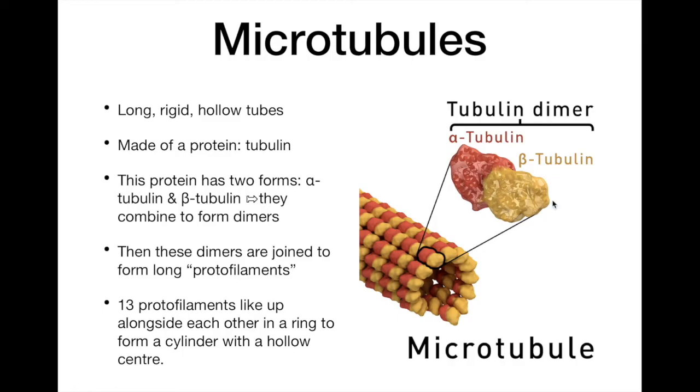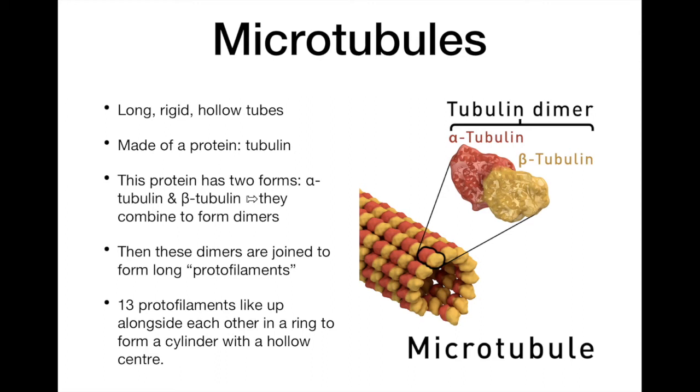What are microtubules? They are long, rigid, hollow tubes. They are very small, about 25 nanometers in diameter. Together with actin filaments and intermediate filaments, they make up the cytoskeleton, an essential structural component of cells.